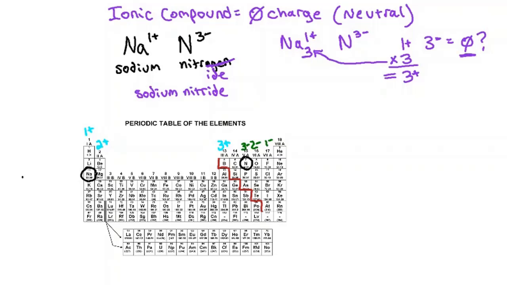So what it's going to look like is sodium, 3 of them, and a nitrogen, and just 1 nitrogen, so we don't have to write 1 down there. You just leave that blank, and that's implied 1. So sodium nitride is going to be Na3N.